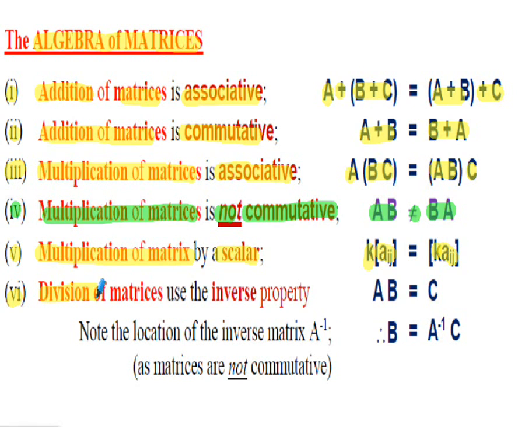Item 6. Division of matrices. We need to use the inverse property. If we are given that matrix A multiplied by matrix B is equal to matrix C, and we're asked to find the matrix B, then that is not matrix C divided by matrix A. That will be written instead as matrix A to the minus 1, in other words the inverse of matrix A, multiplied by C. Note also the location of the inverse matrix, the A to the minus 1, because matrices are not commutative, therefore the A to the minus 1 must be on the left hand side of the C when we do the calculation to find matrix B. Again, something we'll highlight in later presentations.